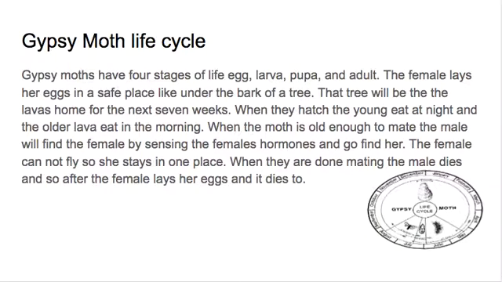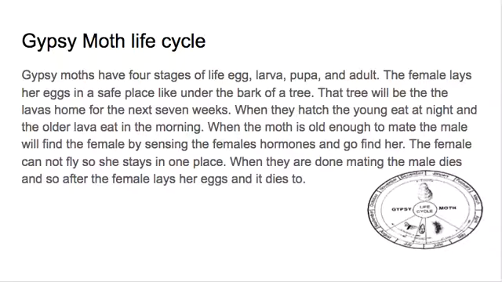Gypsy moth life cycle. Gypsy moths have 4 stages of life: egg, larva, pupa, and adult. The female lays her eggs in a safe place like under the bark of a tree. That tree will be the larva's home for the next 7 weeks. When they hatch, the young eat at night and the older larvae eat in the morning.